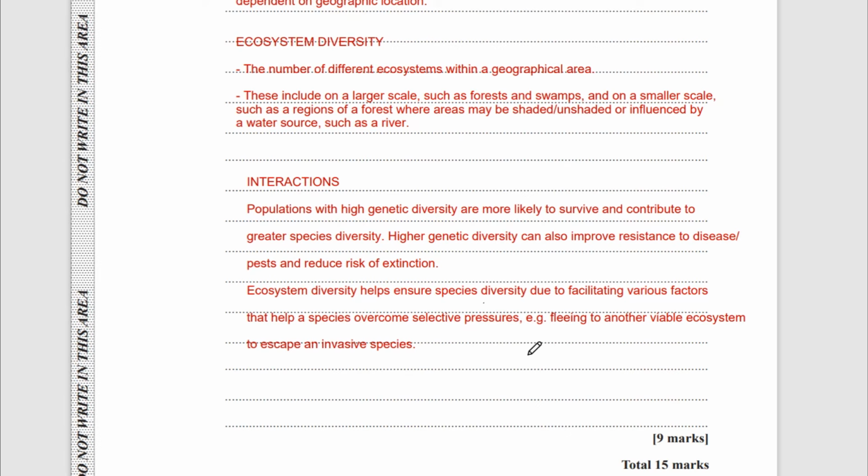But if you have plenty of different ecosystems next to each other, you could end up with overlap. You could end up with increased migration between species, and in a sense that would help them to overcome any selective pressures. If they're feeling pressures in one area, they might not feel them in the next one, especially if they're right adjacent to each other.